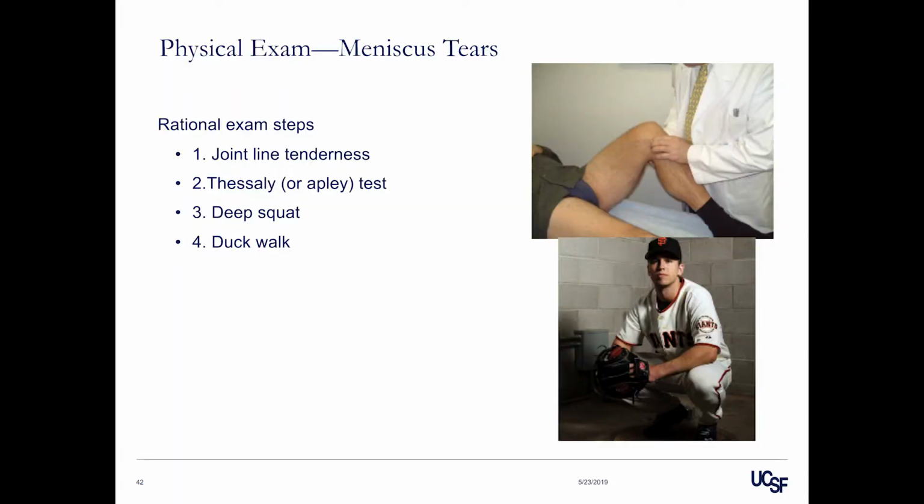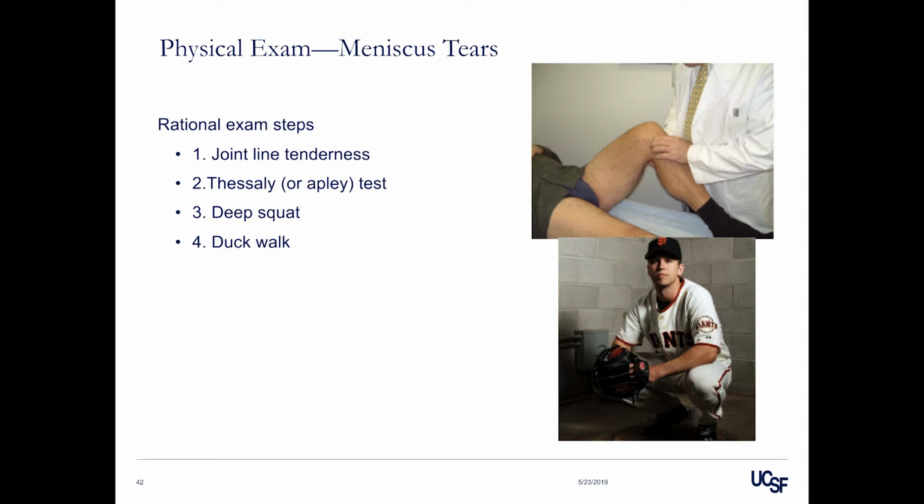Physical exam, we'll go over how to do this both in another talk this morning and then this afternoon. I go in a 4-step process. I check joint line tenderness. If they are tender right along their meniscus and their history sounds like meniscus, I stop. That's enough torture for the patients. If that's negative or equivocal, I'll do a Thessaly or Apley's test, which we'll go over later.